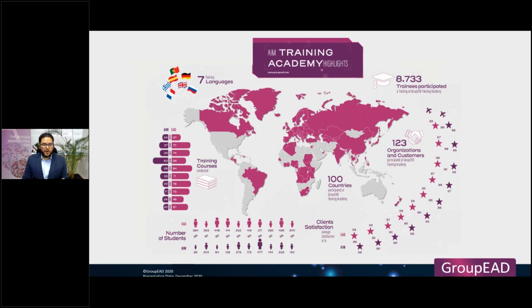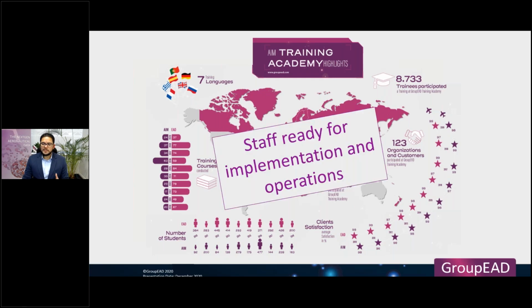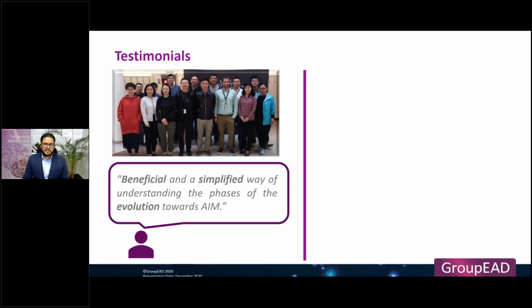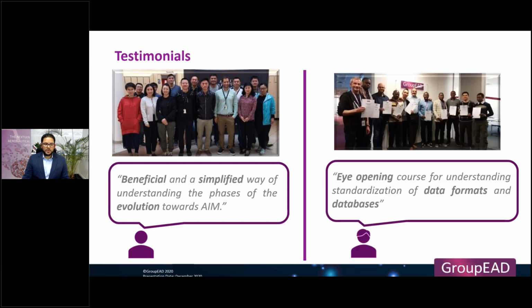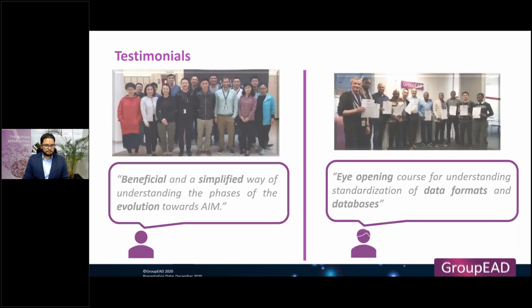In the end, what we can offer you is to make your staff ready for the implementation and operation of these new systems, these new concepts that we have in AIM nowadays. Some testimonials that we want to share from some of our participants: they believe that our training courses are beneficial in a simplified way for understanding the phases of evolution towards AIM, and also that it's eye-opening for understanding data formats and databases.